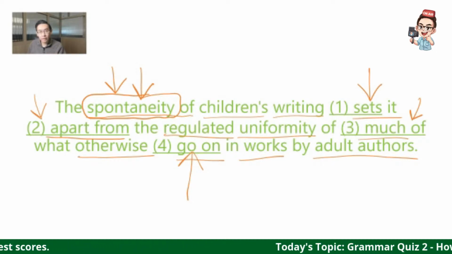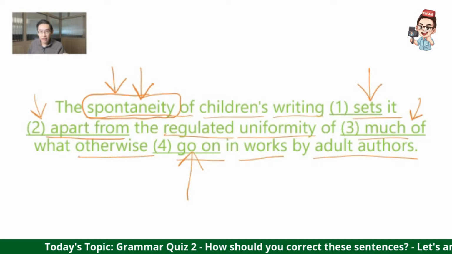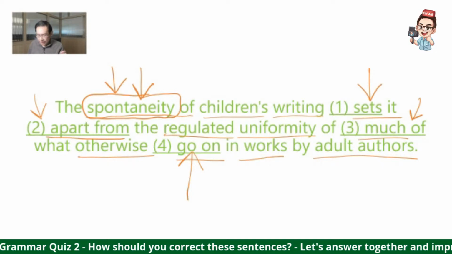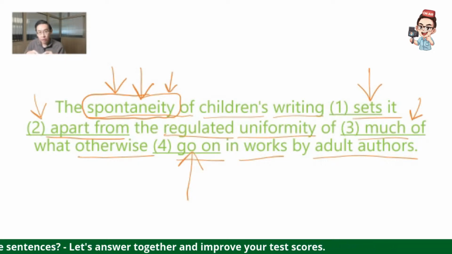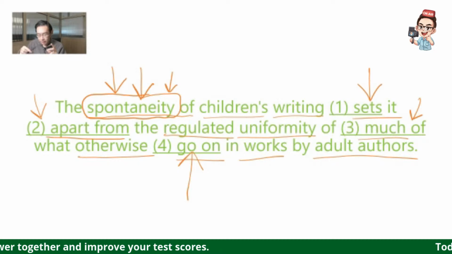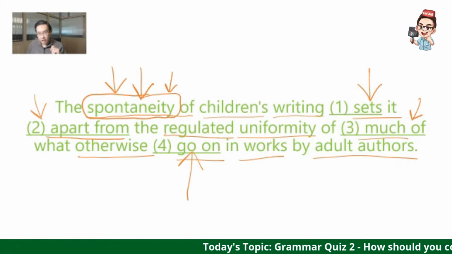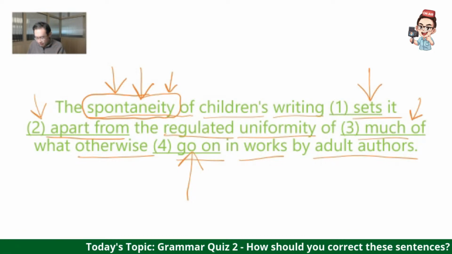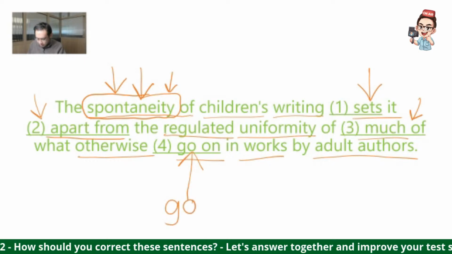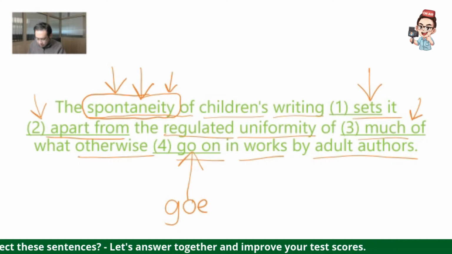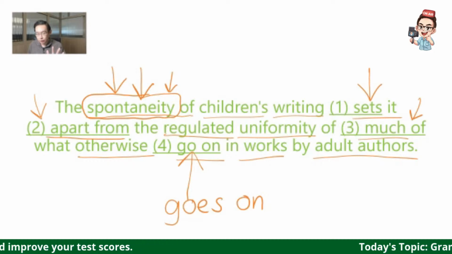Number 4, go on. In present simple, go on is used with a plural noun normally. Okay, but this one, remember, it's an uncountable noun. So we use it with a singular verb, but go on is considered a plural verb. So we can't use go on. What should we use to correct the sentence? Well, it should be goes on, okay? There. We just add es and this sentence is now fully correct.